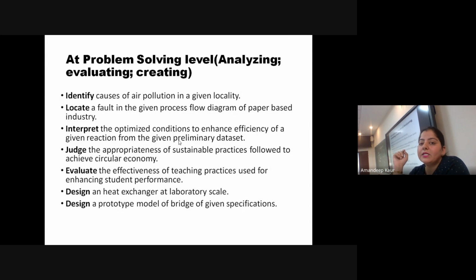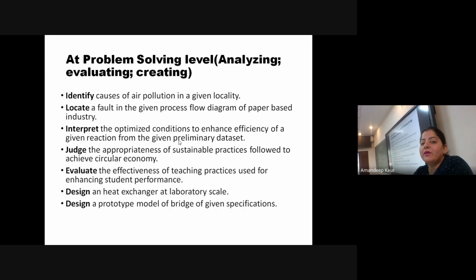Interpret the optimized condition to enhance efficiency of a given reaction for a preliminary data set. Judge the appropriateness of sustainable practices followed to achieve circular economy. So इस क्वेश्चन में स्टूडेंट को पहले क्या पता होना चाहिए? What are the different sustainable development goals and what are the different practices followed in those sustainable development goals to achieve circular practices at industrial level.